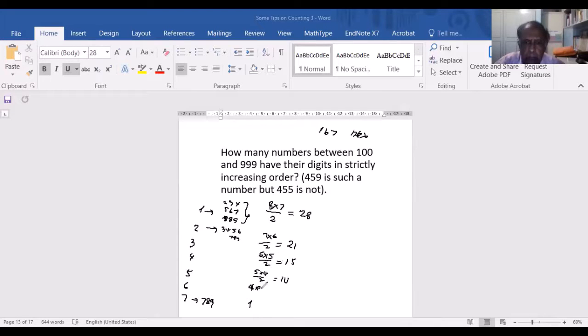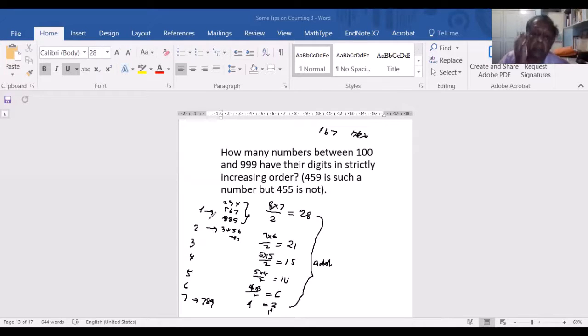And you have 4 times 3 divided by 2. That gives you 6. Or you have 3 times 2 divided by 2. That gives you 3. And then 1. So if you want to know how many there are, you have to add up all these, and that will give you the total number of such numbers. We've taken care of every one of them.